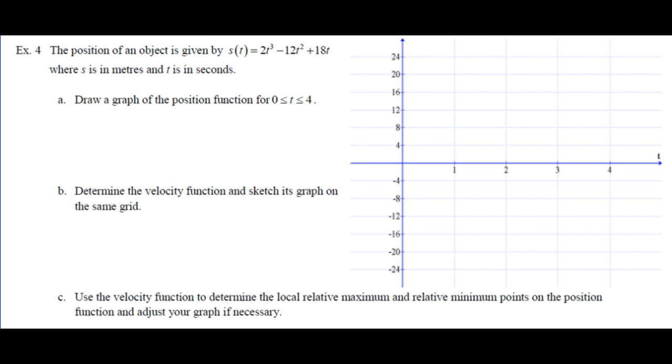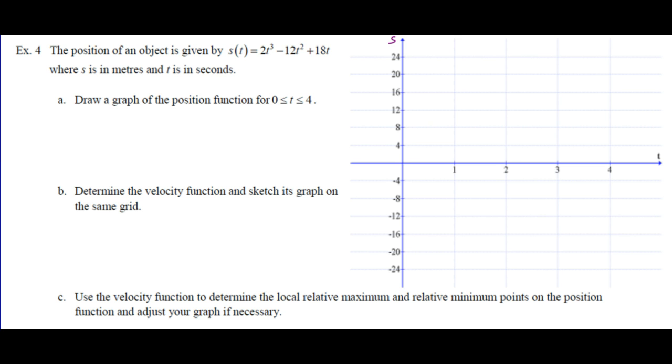The position of an object is given by s of t is 2t cubed minus 12t squared plus 18t, where s is in meters and t in seconds. So that's a t-axis, so this will be the s-axis. Draw a graph of the position function for t goes from 0 to 4. So I guess really all we need to do is just sort of, well, let's take a look at that and see what's happening.